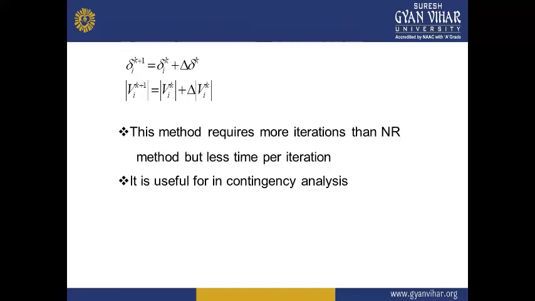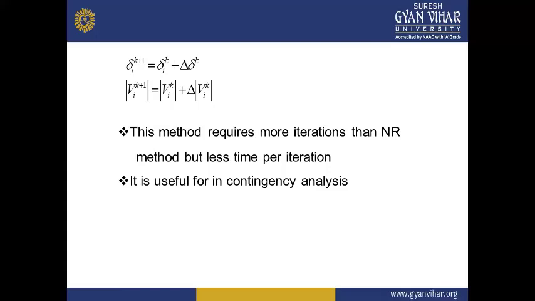After this, we will be able to calculate delta k plus 1, which is equal to delta k plus the deviation in delta k. Then, how the voltage angle is changing, how much the voltage angle has been changed. And similarly, the difference in the voltage has been changed for the next iteration.